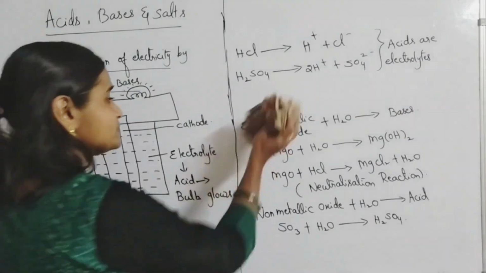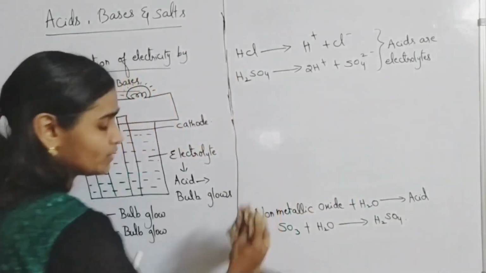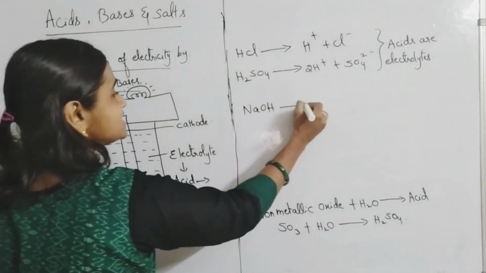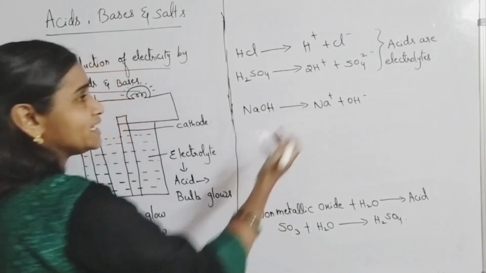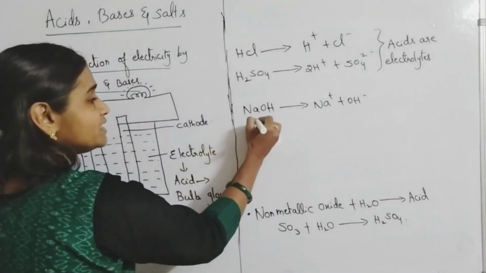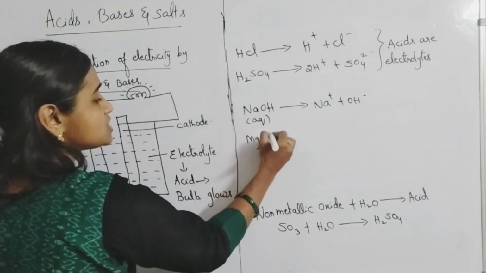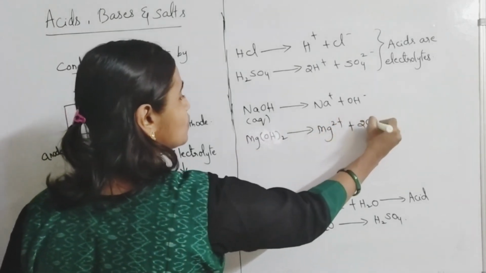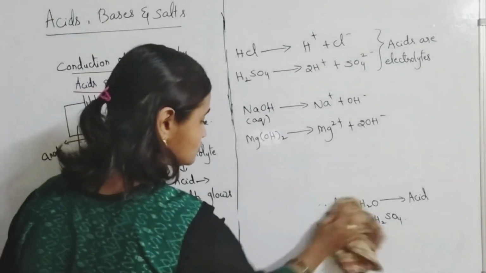If you take basic substances, they also divide into their respective ions. Like NaOH splits into Na plus and OH minus ions. So splitting happens even with bases. Mostly you will take aqueous basic solutions. Even if you take Mg(OH)2 as an electrolyte, it splits into Mg2 plus and 2OH minus ions. So bases are also electrolytes only, and they can allow electricity to pass through them.